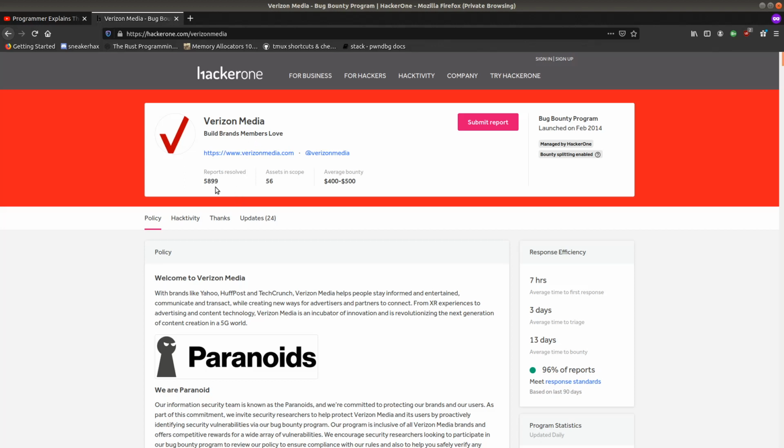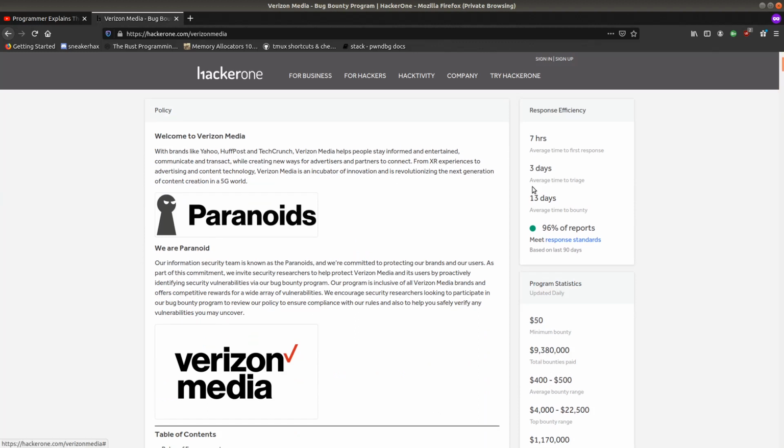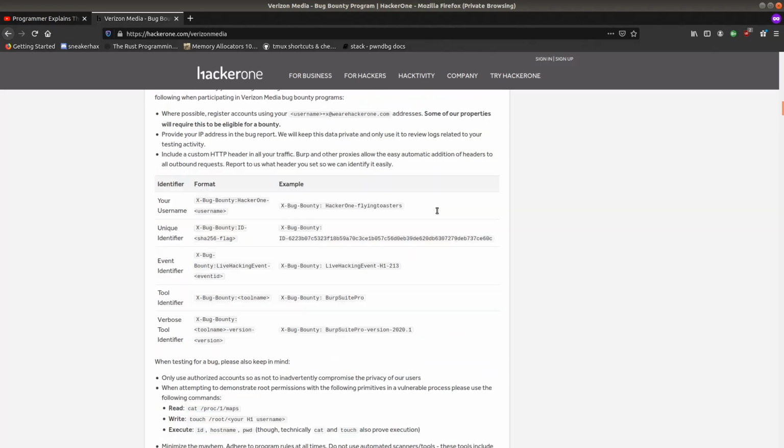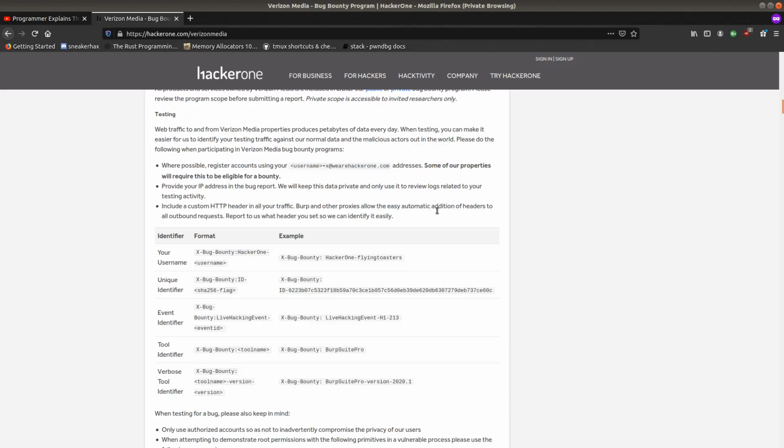5,899 reports resolved. They have 56 different products in scope, and the average bounty is $400 to $500. And then over here you can see that it usually takes them 7 hours to reply when you submit something. Average days to bounty, 13 days. And 96% of the reports meet the response standards. Verizon Media has awarded a total of $9,380,000.